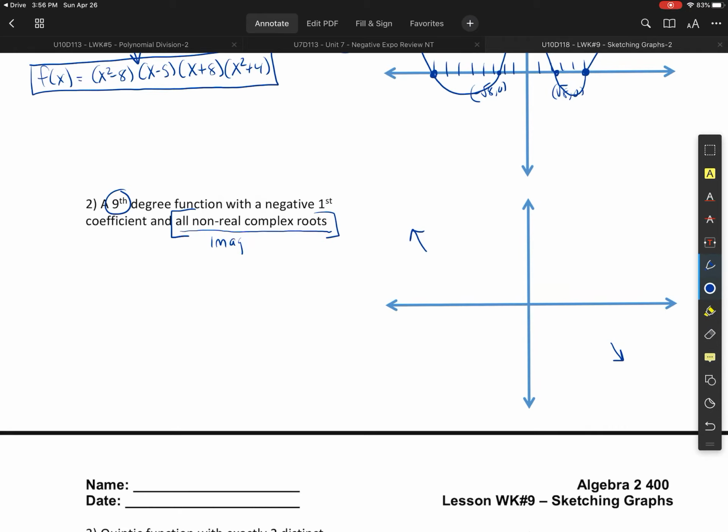Alright, so in this situation, what it's saying is all non-real complex roots are all imaginary. So imaginary roots aren't going to touch the x-axis. So if this said even degree, this could work. We could have a sketch like this. But the fact that it's odd, it has to pass through the x-axis, and since we don't have any actual x-intercepts, there is no answer to this one. So since we have all imaginaries, it's not impossible to have 9 imaginaries. You can have 8 imaginaries, you can have 10 imaginaries, can't have 9 imaginary roots.